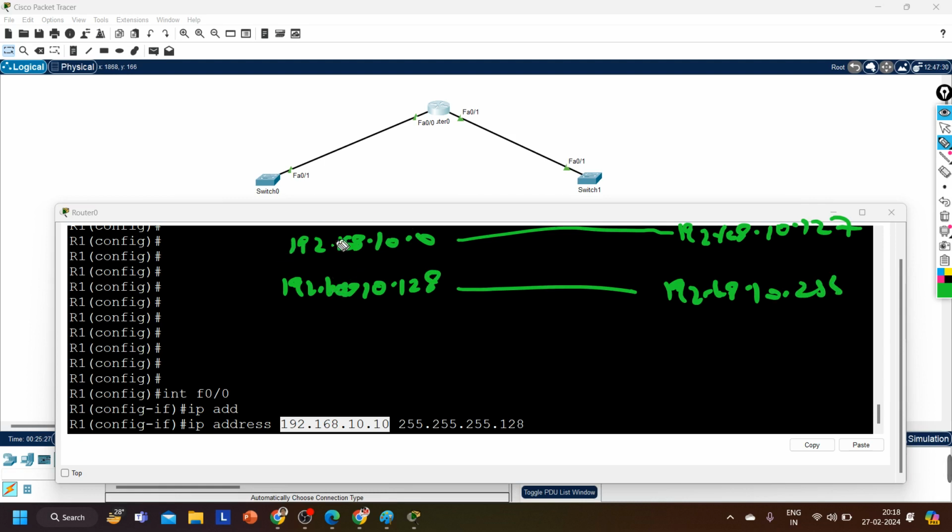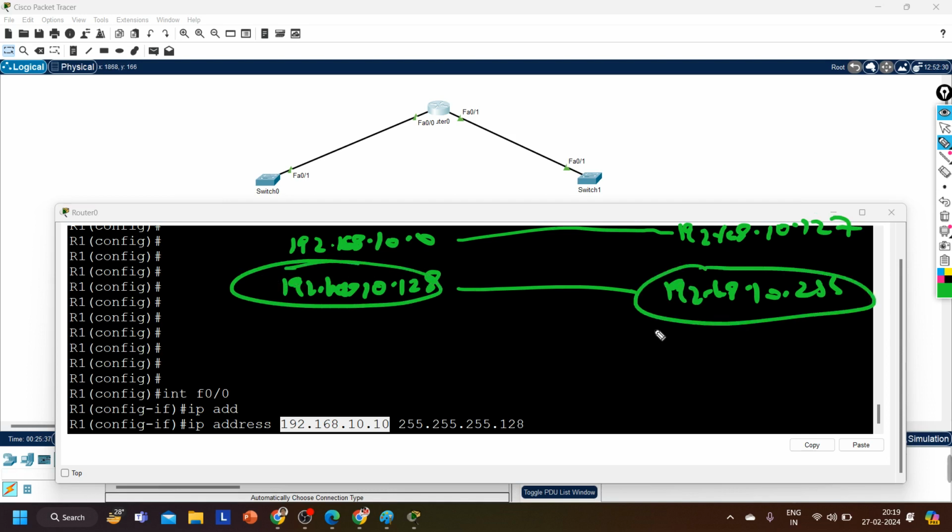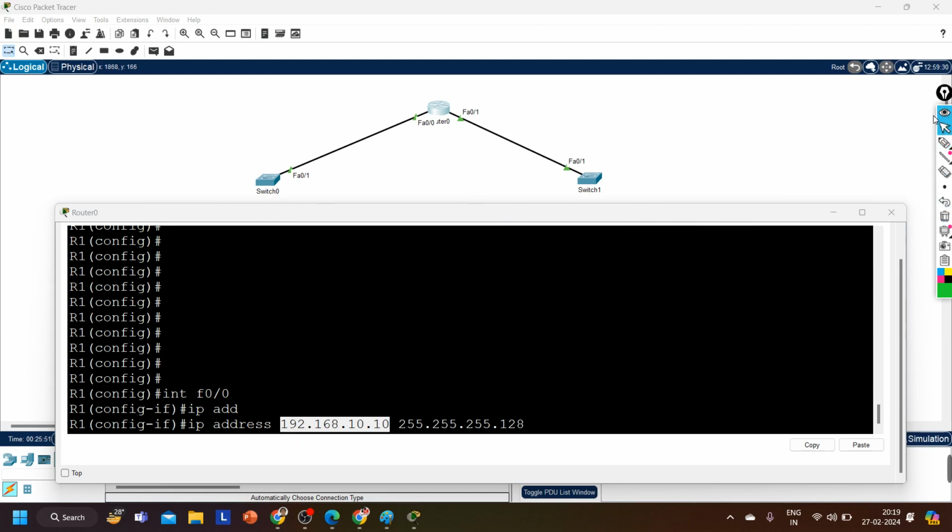No, this is a network address. Can I configure this IP? This is a broadcast address. No. Can I configure this IP? No. Can I configure this IP? No. Except these four, I can configure any IP address, right? So guys, does this IP address come under this range, yes or no? Yes, so it is a valid IP address.